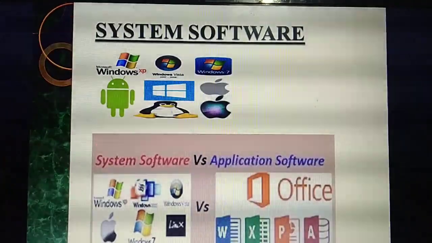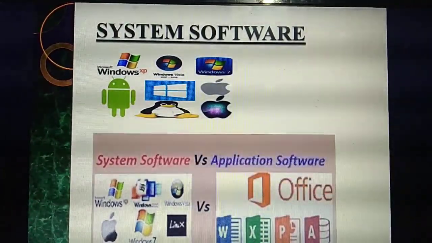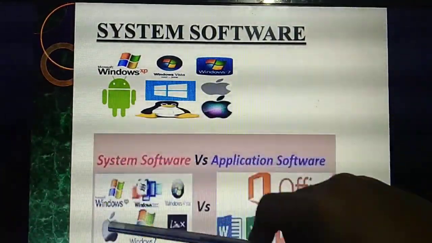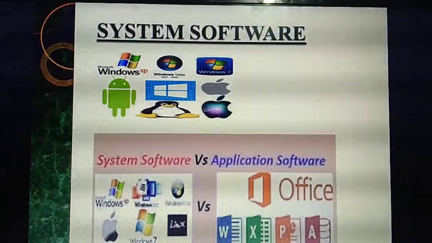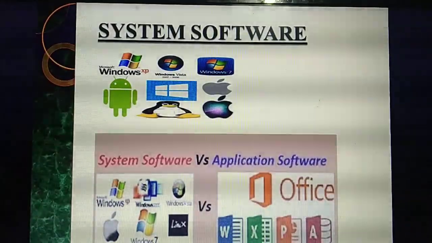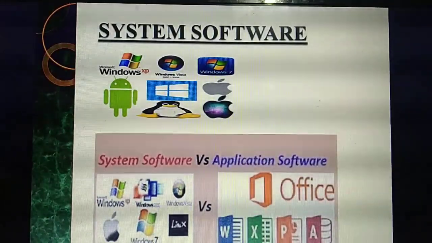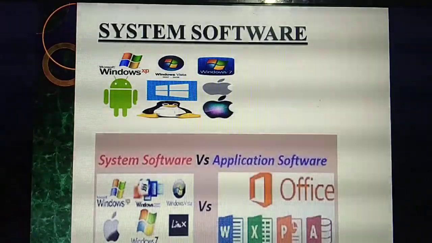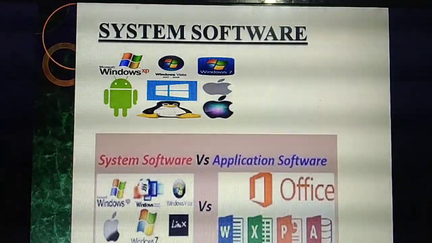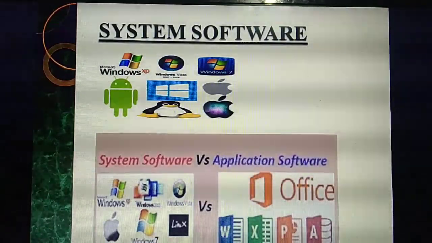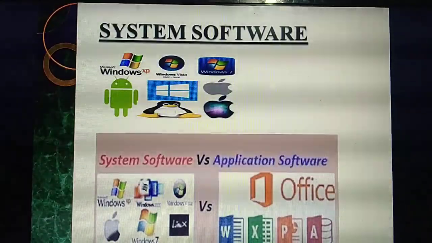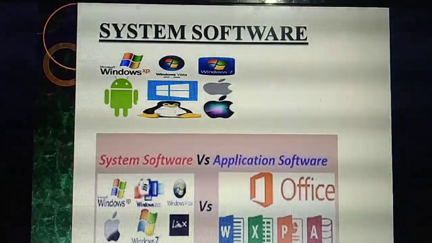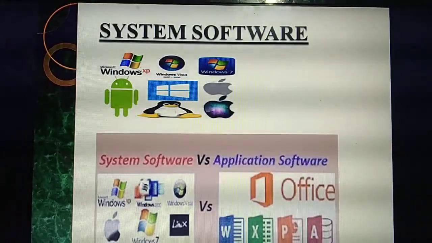Here the diagram is there: system software versus application software. First you should install this Windows. In that Windows only you can install application software. Understand? I just gave some introduction about what system software is, what application software is, and what you mean by OS. The remaining things I will continue in the next class, students. Listen carefully to each and everything I marked. Third chapter, please study all the things.